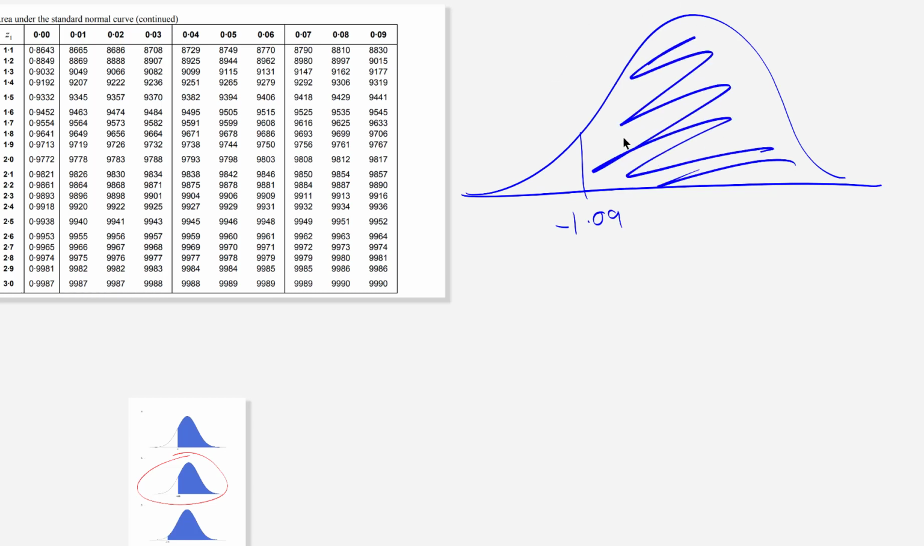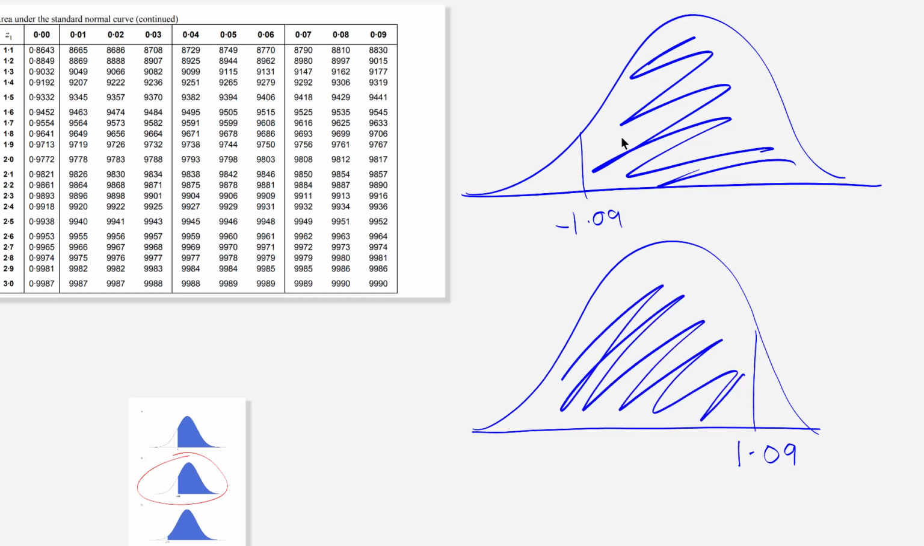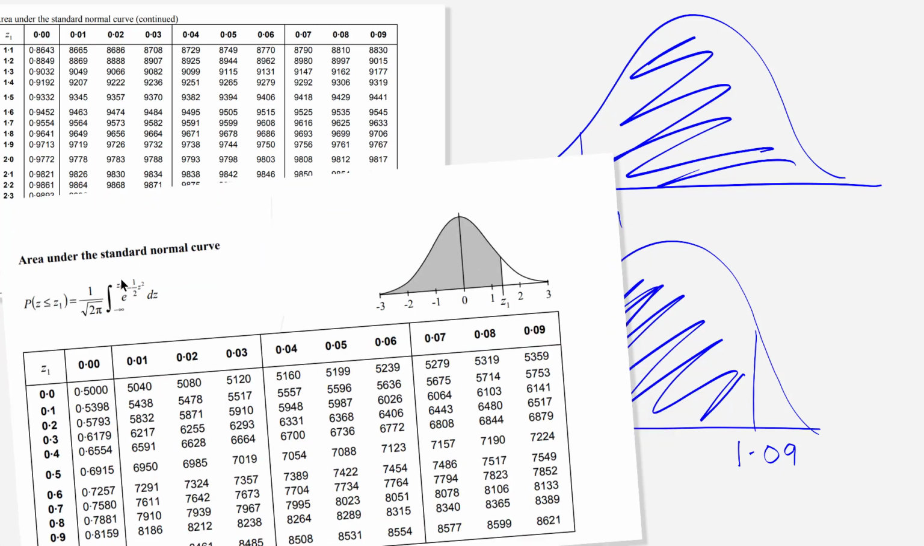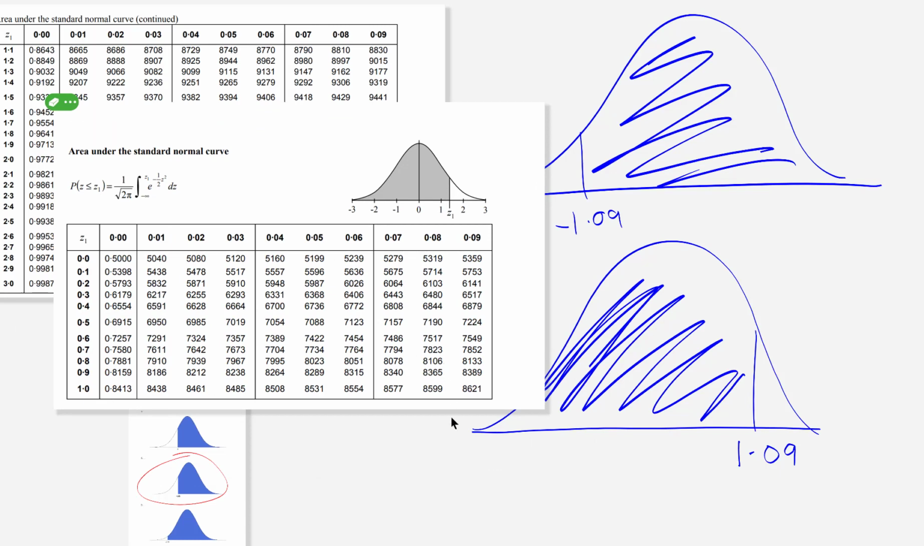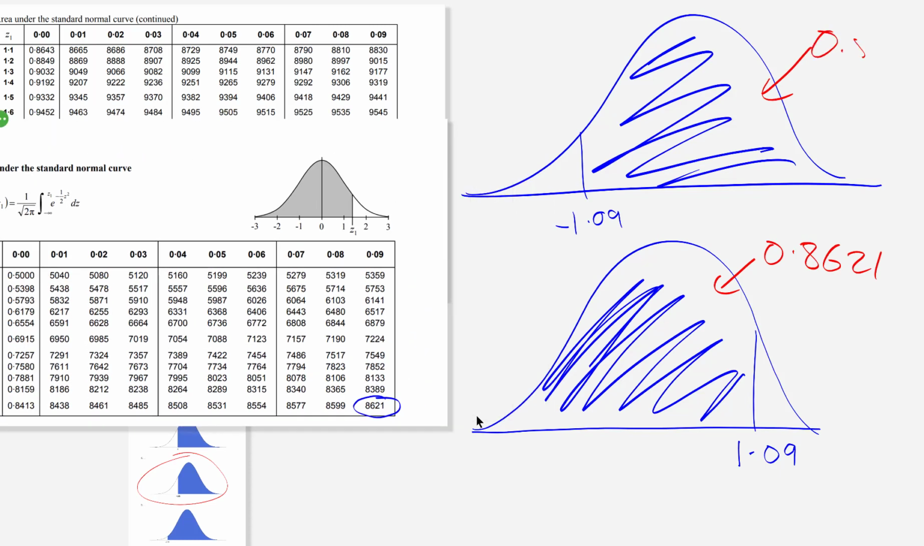We need to understand the symmetry here: that area is in fact exactly the same as the area from 1.09 the other way. Those two areas are the same. So we'll get the area from 1.09 to the left, and that's the same as the area from minus 1.09 to the right because it's exactly symmetrical. So we look up our value of 1.09. Go to 1.0 and then across to 9. So 0.8621. That area there is 0.8621. Therefore, the area we're looking for above is also 0.8621.